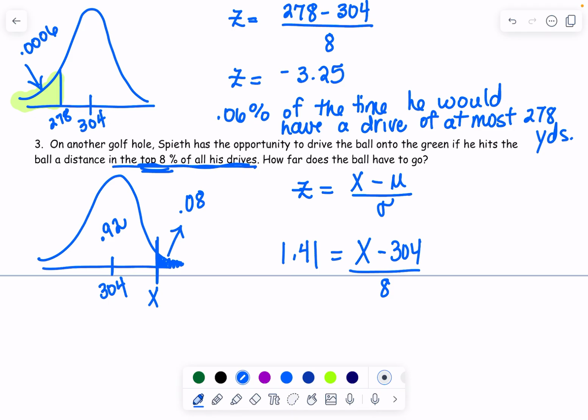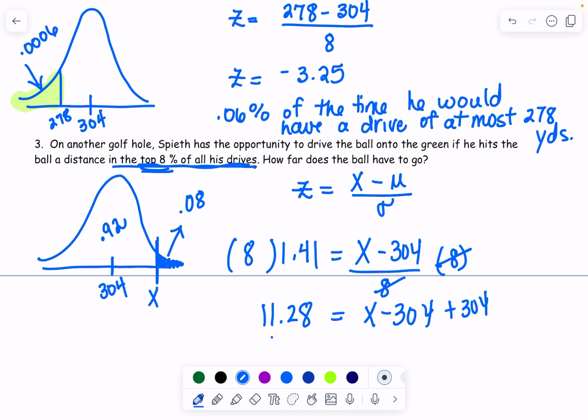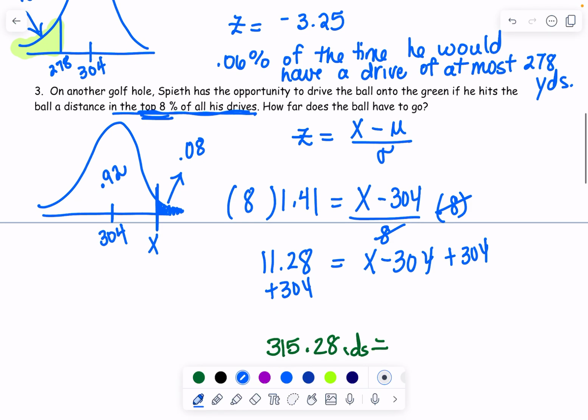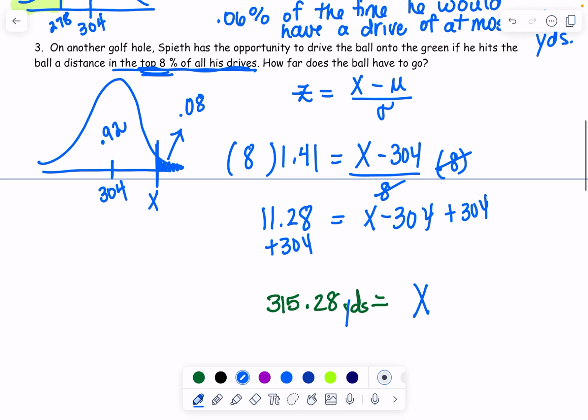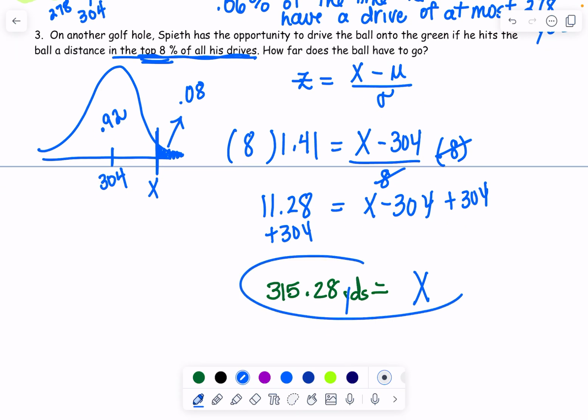So in order to undo this equation and solve it, I will multiply both sides by 8, which is 11.28. Then to undo the subtraction, I'm going to add 304 to both sides to keep my equation balanced. And that means x would have to be 315.28 yards.